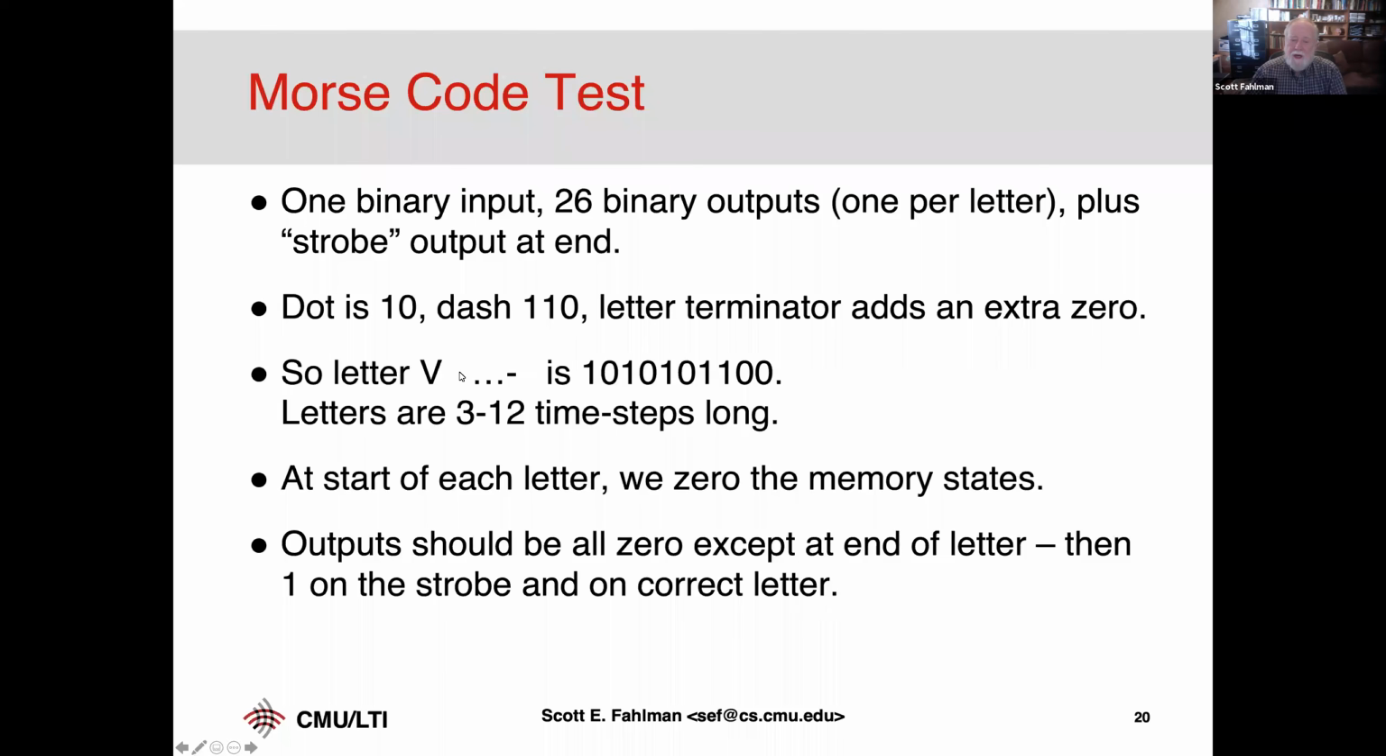Okay, so there are 26 outputs, and the letter V is one of them. And if what you see is this string, you want the letter V at the end to come up. Okay, the output for the letter V. So that's a pretty hard problem.